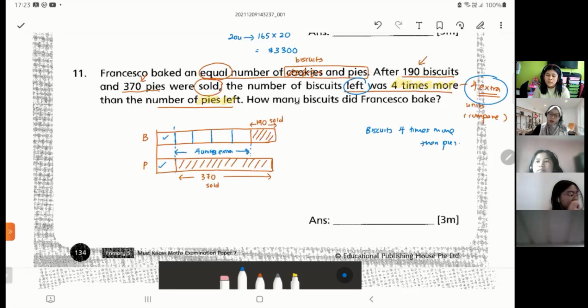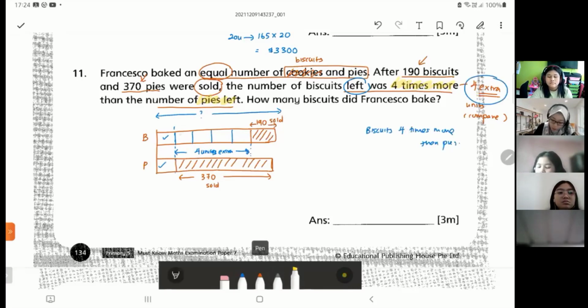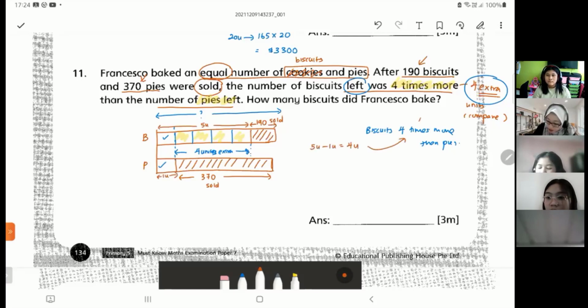Okay, so I want to know how many biscuits did Francesco bake? I want to know this whole thing. To get these 4 units, right? To get this 1, 2, 3, 4, you have to minus the biscuit, which is here 5 units, take away the pie 1 unit, right? To get that 4 units is 5 units minus 1 unit.